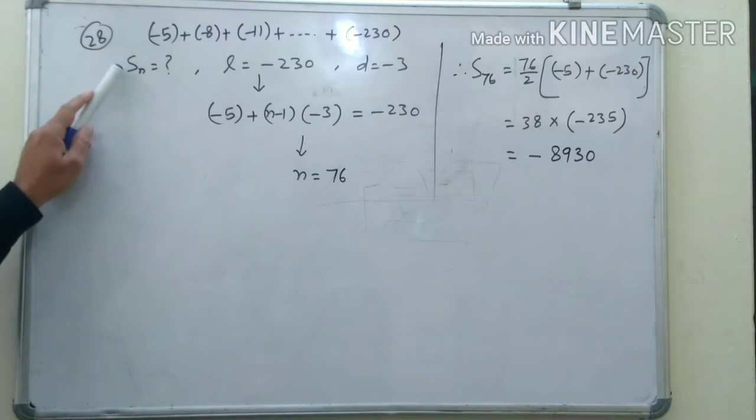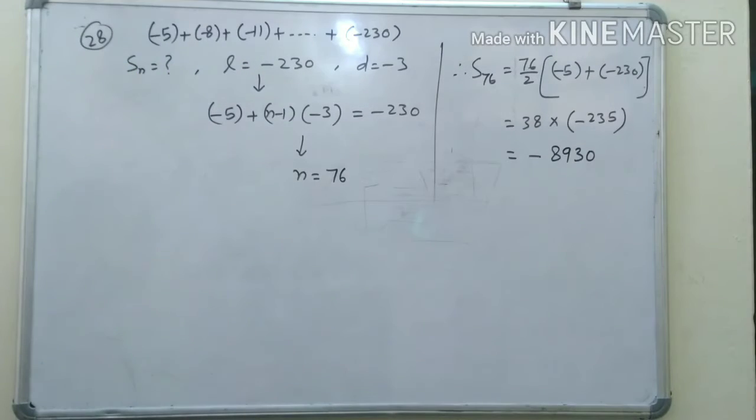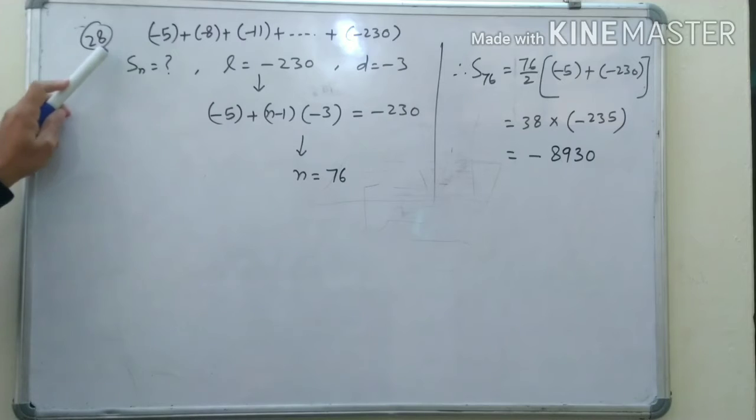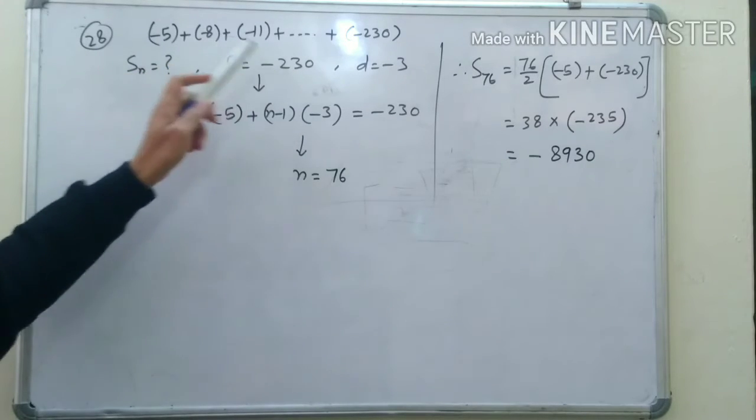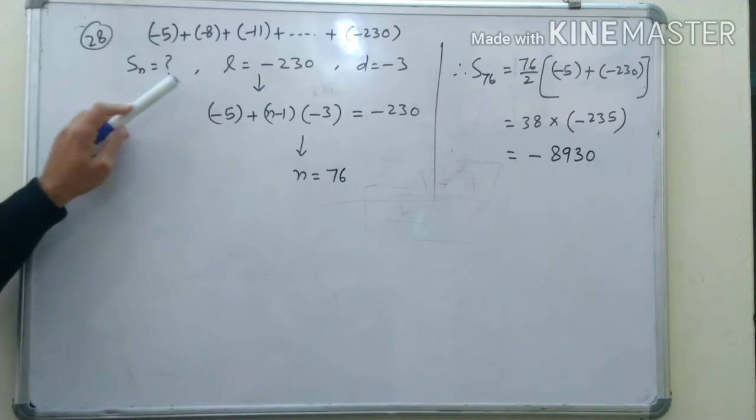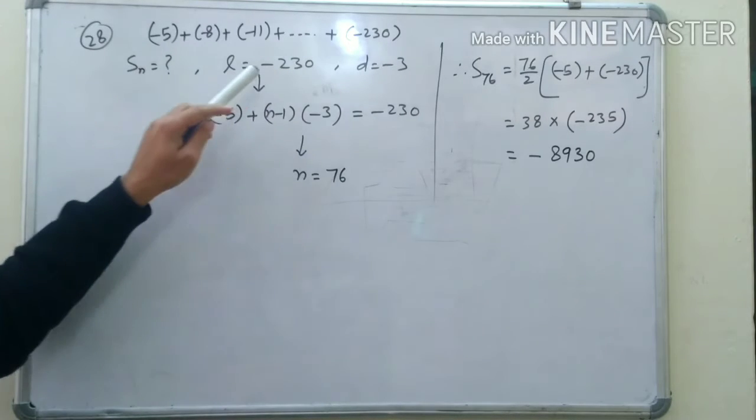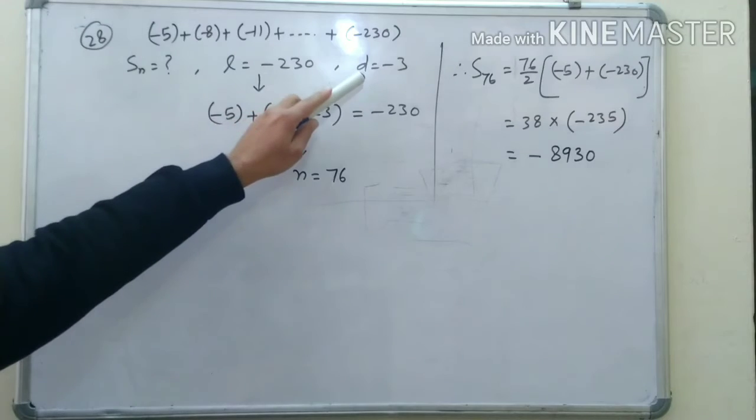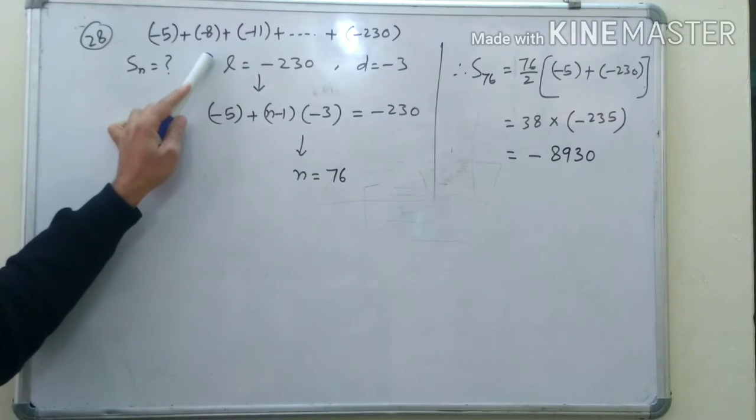In 28th question, it is a question of AP. We are given that L is minus 230, common difference D, we can see clearly it is minus 3, first term is minus 5. Now we have to find the sum of n terms of this series.